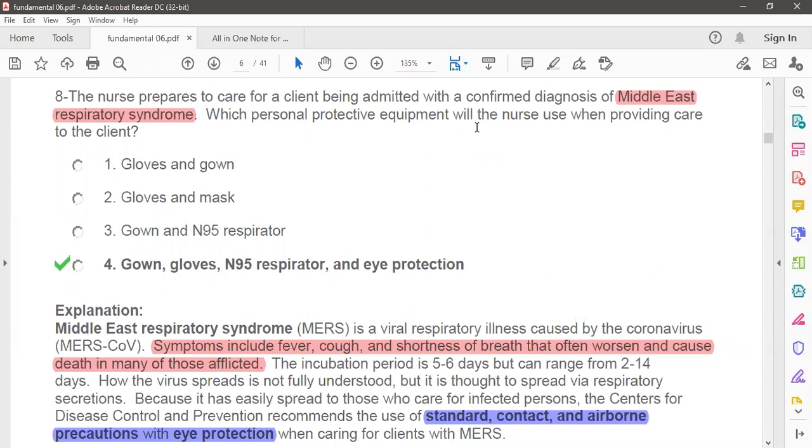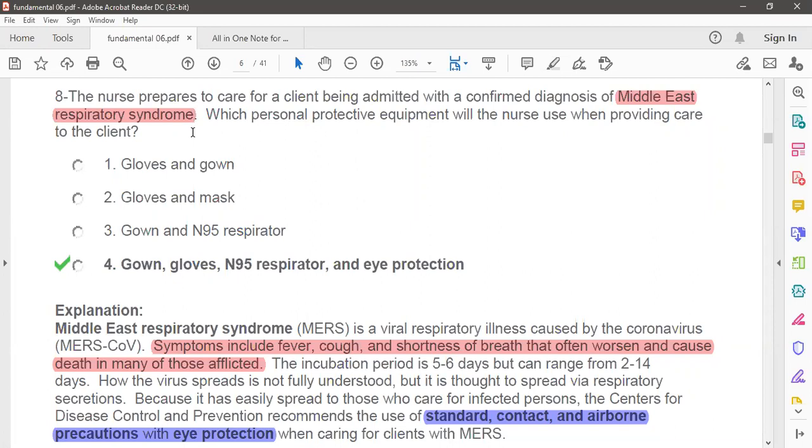Okay. So Middle East respiratory syndrome is basically a viral respiratory illness caused by a coronavirus. Coronavirus has different types. The one that first came in the Middle East we call Middle East respiratory syndrome. It is a very contagious and sometimes very fatal respiratory illness, and it is often spread through close contact with an infected person.